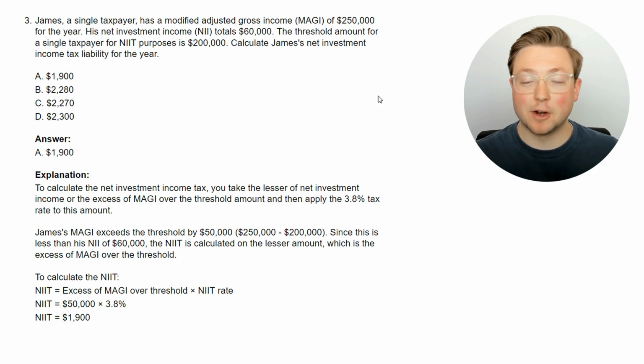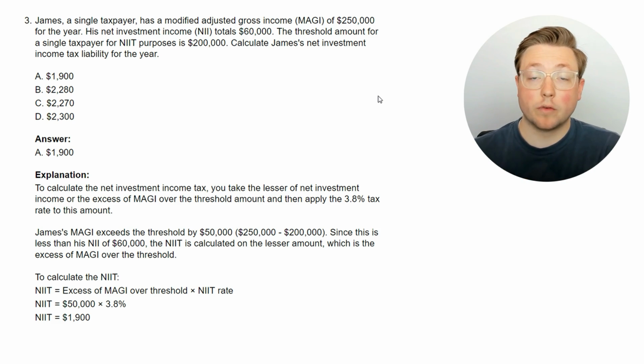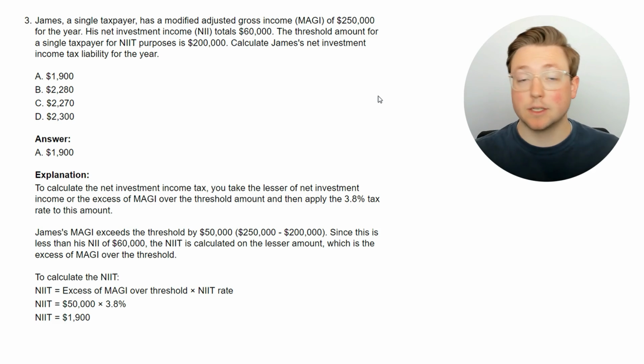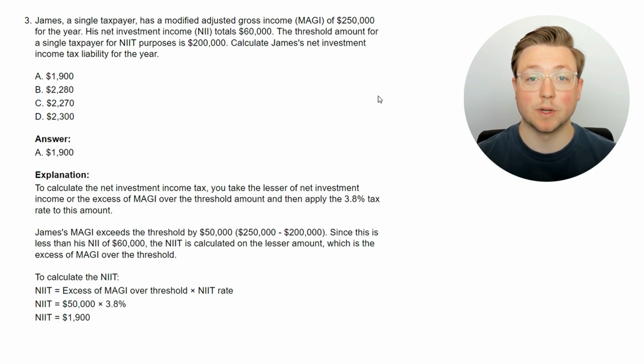So this was not a credit. Sorry, I said that before. And exactly like it says there, you take the net investment income or however much your total income is above the net investment income limit. Take the lesser of those two and multiply it by 3.8%. Let's go ahead and go to the next question.